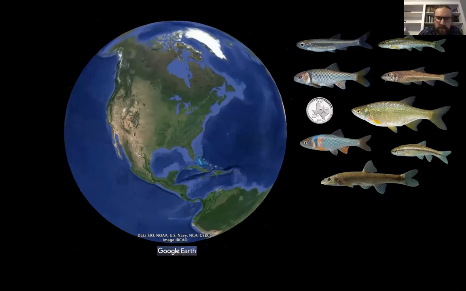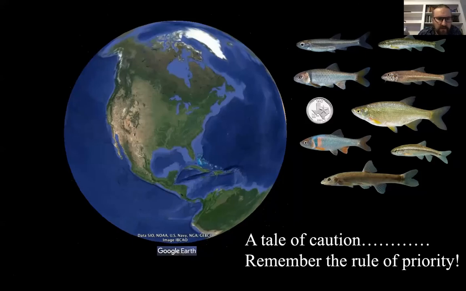One of the fishes that's interested me since I've lived here in the United States is this fish here, that's Notropis amabilis. And what I want to tell you now is kind of a tale of caution. And this tale is that you should always remember the rule of priority when you're conducting taxonomic studies.